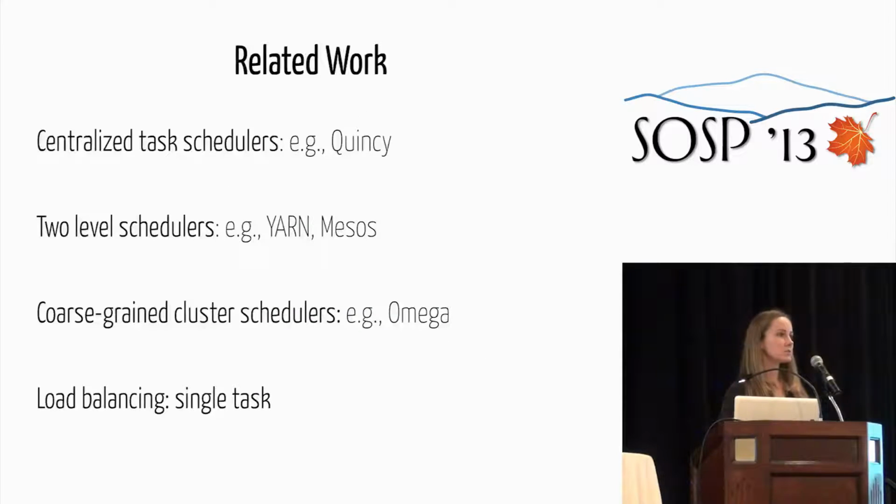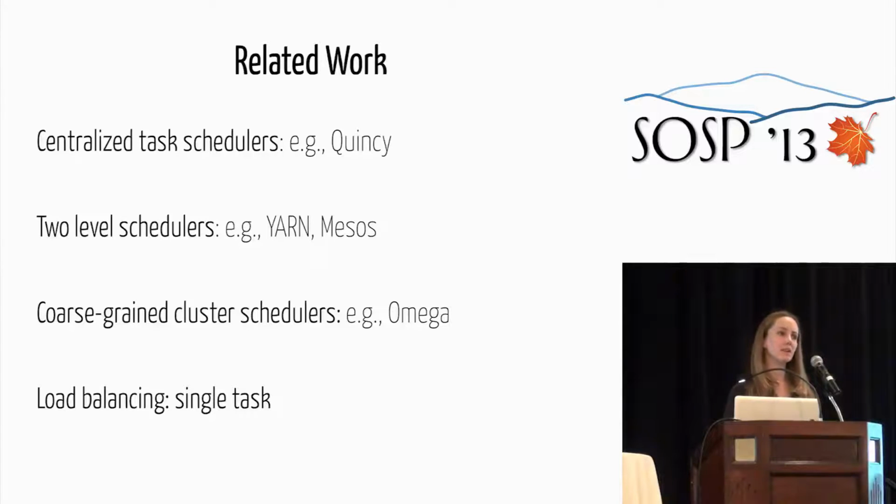There's a ton of related work in this space, and I'll just touch on a couple of things here. The first category of related work is centralized task schedulers. This is something like Quincy that does similar functionality to Sparrow. It does fine-grained task scheduling, but it does so from a centralized machine.